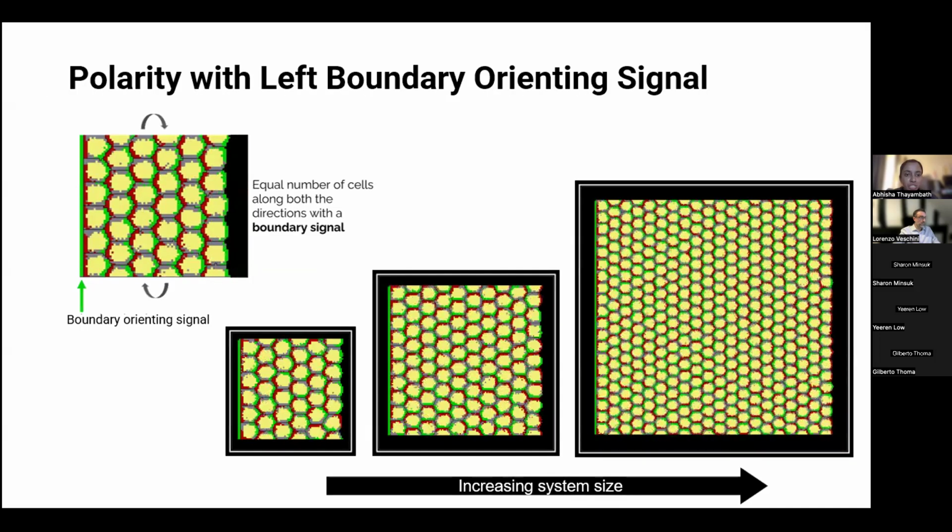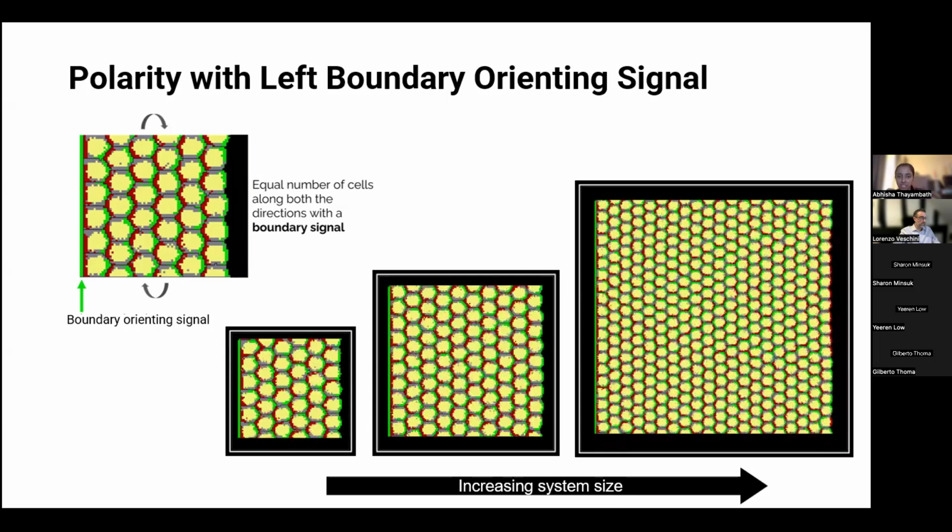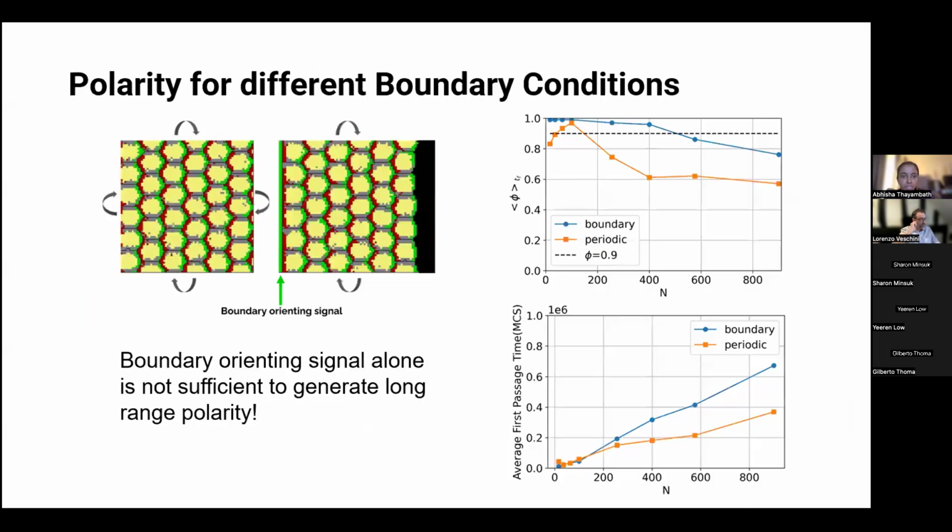A second boundary condition where you have a left boundary orienting signal, and that helps the cells to orient along the proximal to distal direction. If we compare the results from these two cases, in the first graph, we plot the number of cells versus the global polarization metric. For the periodic boundary case, as we increase the number of cells, the polarization decreases. Similarly for the boundary orienting signal case as well. But the configuration with a left boundary is still better compared to a periodic boundary condition.